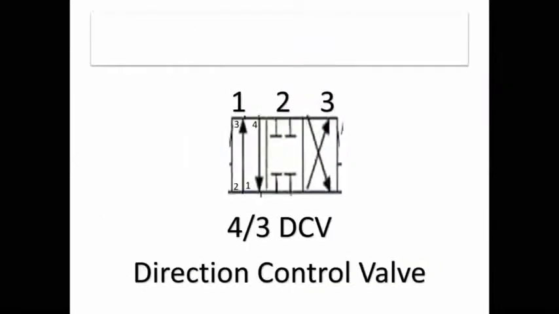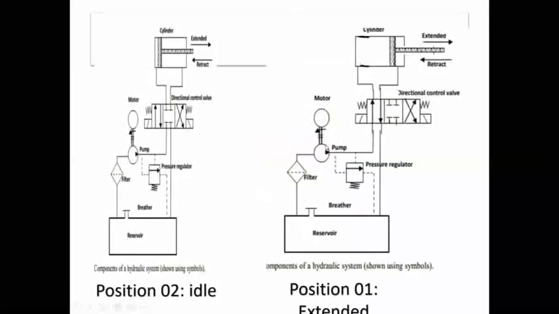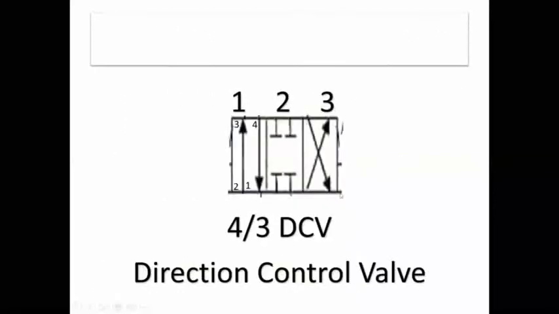So this is our direction control valve. This is position 1, this is 2, this is position number 3. And these are the ways. You can see here in position 1 these are the 4 ways: 1, 2, 3, and 4. In position 2, there are again 4 ways: 1, 2, 3, 4. And in position 3, there are again 4 ways: 1, 2, 3 and 4. So there are 3 positions and 4 ways, so this valve is known as a 4x3 direction control valve.